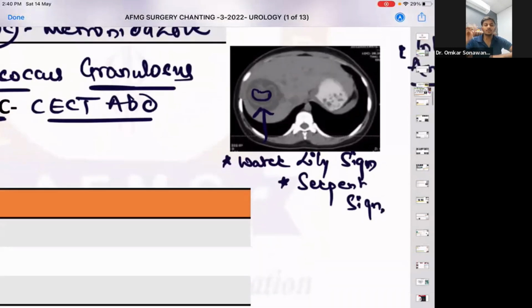So, which two signs are seen on CECT of hydatid cyst? First is the water lily sign. Second is the serpent sign.